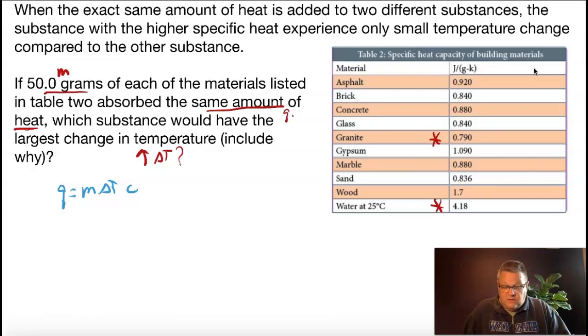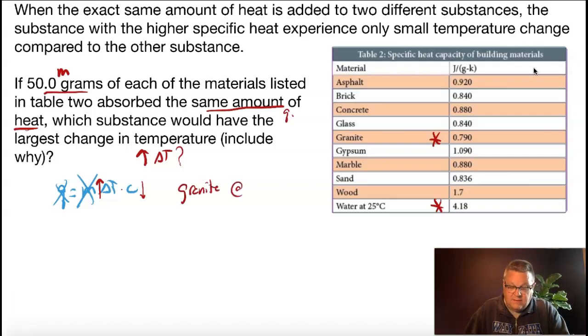So a couple of ways we can do this. One, in a more abstract way, I can say this: if I have the same mass, that variable goes away. And if I have the same amount of heat, that variable goes away. Which one of these substances is going to have the largest delta T? Well, since they're on the same side of the equation, it's going to be the one with the smallest specific heat. So I'm going to go with granite at 0.790 joules per gram degree C as my answer.